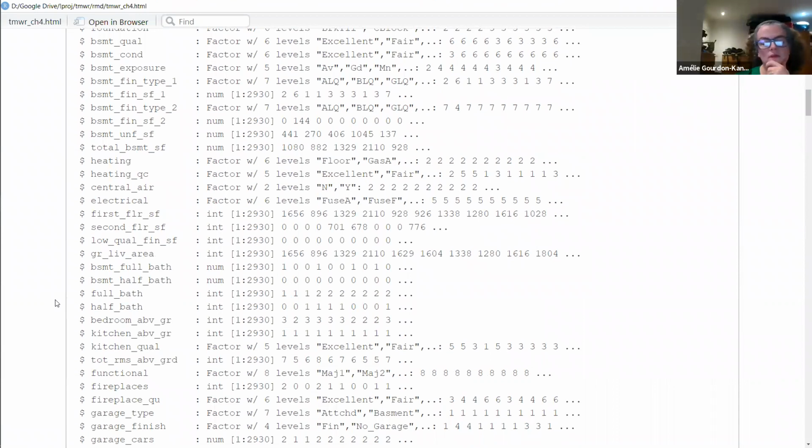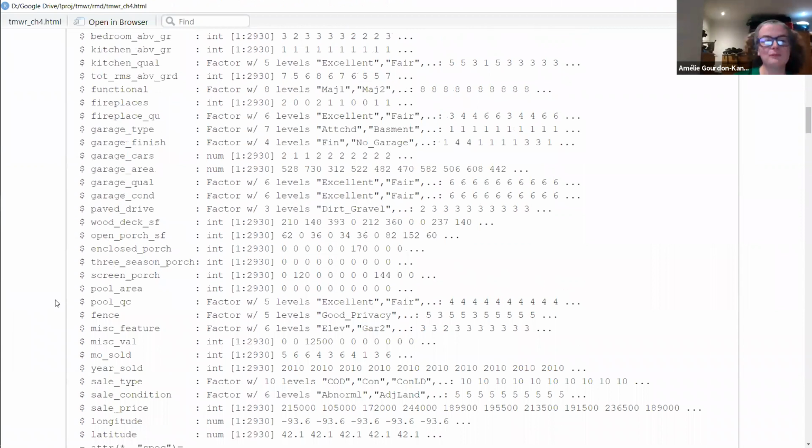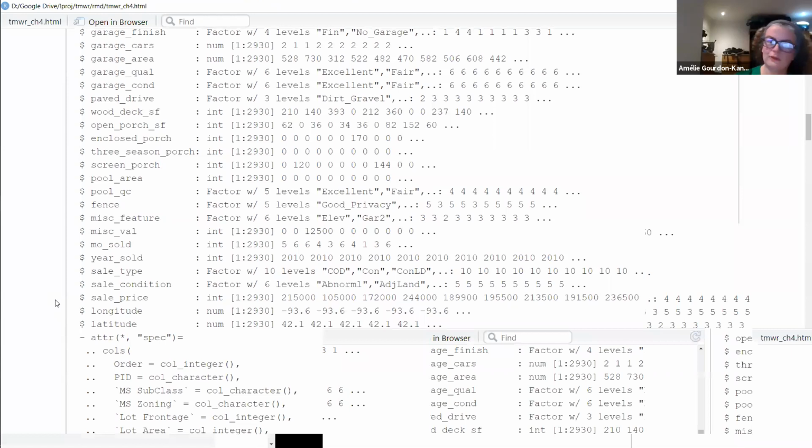There's a lot of variables. I'm not going to go over them one by one. There is actually a porch one. I wasn't wrong, didn't do it on purpose. It's a type of porch. So is it enclosed or open or a screen? I'm clearly not a real estate person, so I don't really understand all of this.